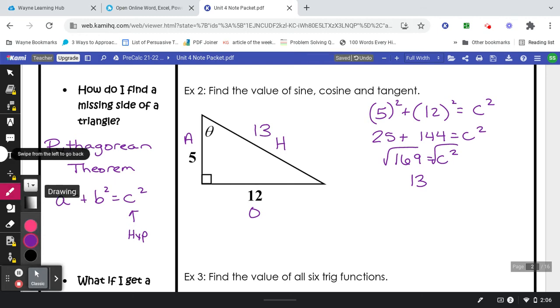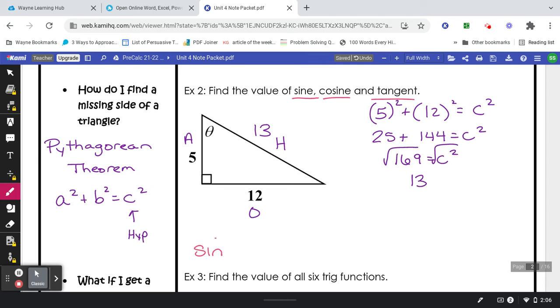And then we'll just find our answers for sine, cosine, and tangent. So notice they're only asking for 3 answers here as opposed to all 6. I'm going to use abbreviation sine equals, cosine equals, tangent equals. All right, so sine is O over H, 12 over 13. Cosine A over H, 5 over 13. And tangent O over A, 12 over 5.